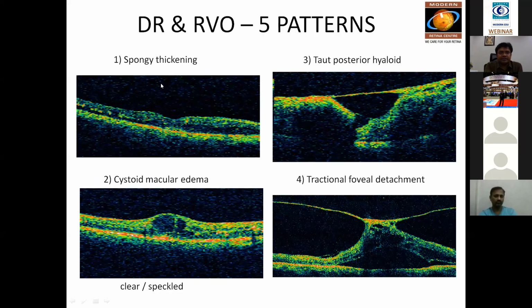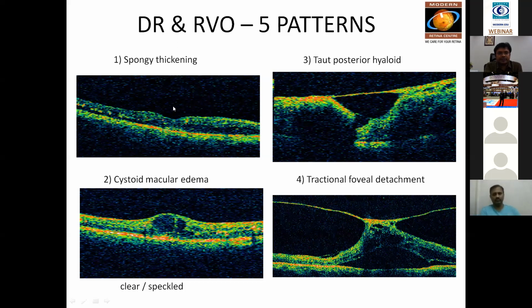So if you see a spongy thickening, a diabetic spongy thickening has an irregular elevation of the retina. There is accumulation of fluid here and there, and there are certain highly reflective echoes seen in the layers of the neurosensory retina. The surface is normal, the RPE is normal, but the central neurosensory retina has some fluid and a few hard exudates. This is typical of spongy thickening.